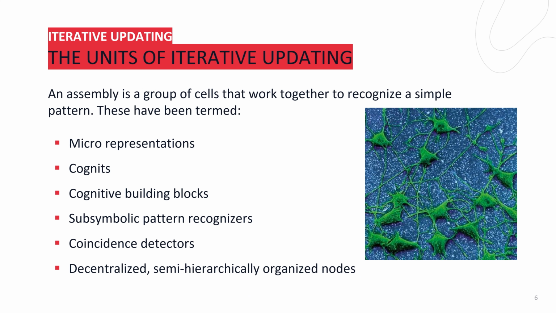An assembly is a group of cells that work together to recognize a simple pattern. They've been termed microrepresentations, cognates, cognitive building blocks, subsymbolic pattern recognizers, coincidence detectors, or decentralized, semi-hierarchically organized nodes.